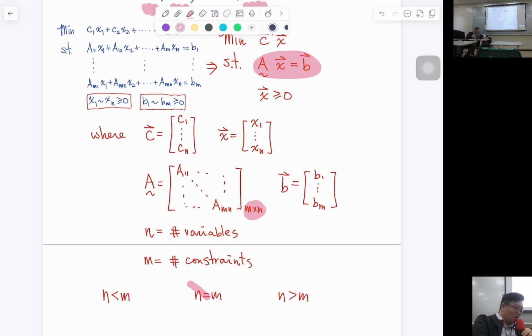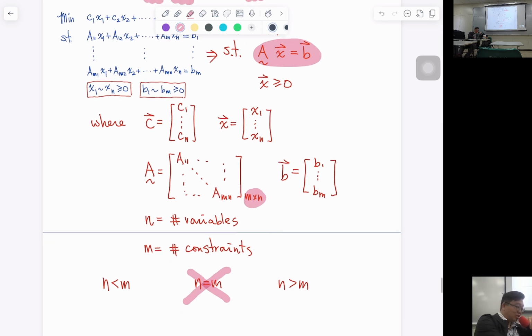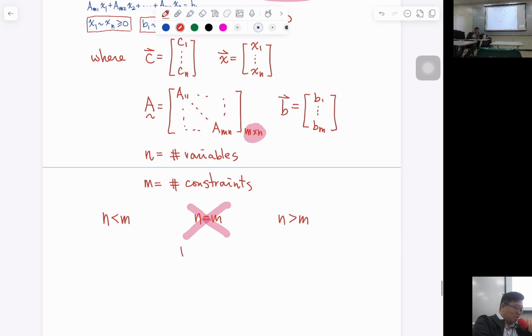So for optimization, we don't deal with n equals to m, because there's only one solution. No need for optimization. Okay?